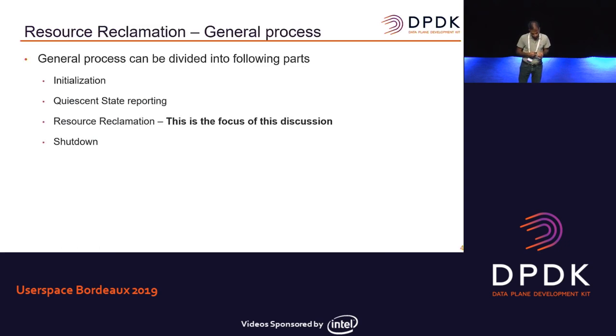Now, looking at the resource reclamation process, for our discussion I have divided the process into four parts. One is initialization, then quiescent state reporting, which is basically your readers informing the writers when they have crossed one quiescent state. Then resource reclamation, which is going to be the focus of this discussion. This is about how the writers come to know when it is safe to free the resources and how they go about freeing them. And then shutdown, which is when you want to shut down your application and what steps the application has to follow.